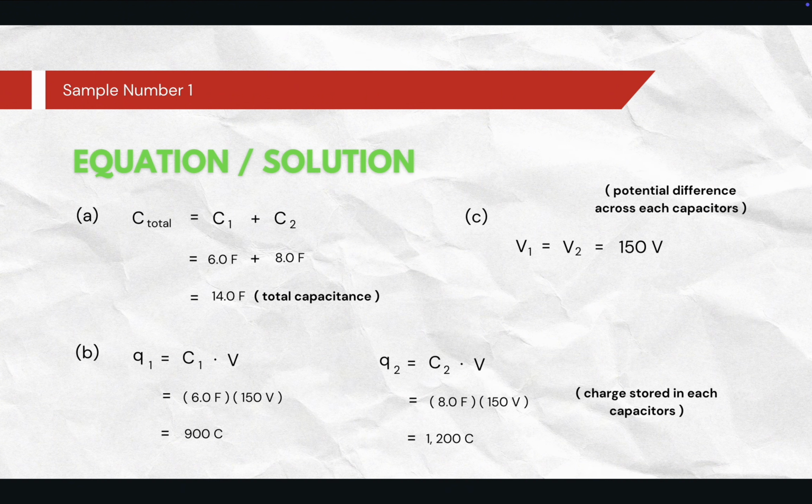Ito, equation and solution. So, mauuna yung total capacitance, di ba? Pag hinanap natin yung total capacitance dito sa parallel is i-add lang natin yung capacitor number 1 and capacitor number 2. Which is yung 6.0 F plus 8.0 F is equal to 14.0 F. Yan yung total capacitance niya. Capacitor number 1 plus capacitor number 2 lang yung gagawin natin dyan sa total capacitance ng parallel.